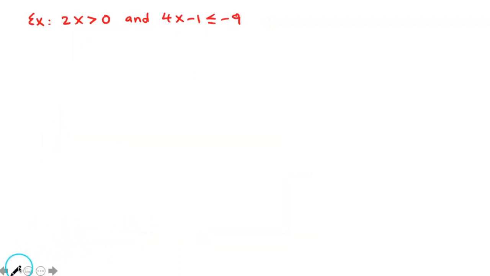So let's do something like this. This is an "and" question, it doesn't matter, "and" or "or". I just want to make a point. So let's solve this. Divided by 2, divided by 2. The 2s cancel, x greater than 0 divided by 2 is 0.